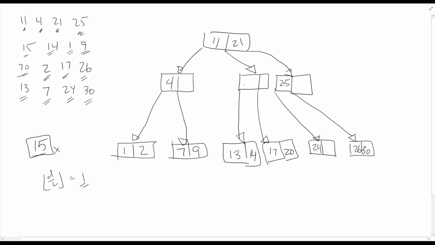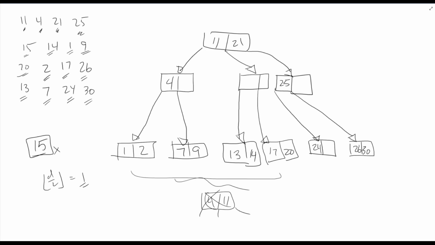The merge, we can merge to the left with the 4, bringing down the 11, or we can merge to the right with the 25, bringing down the 21. Whichever way we merge, let's say we're going to the left here, we're going to end up with 4 children for a node that can only have 3 children. So that's not possible. That can't be the move either. So far, we've tried redistributing with our neighbors. We've tried merging. That didn't work.